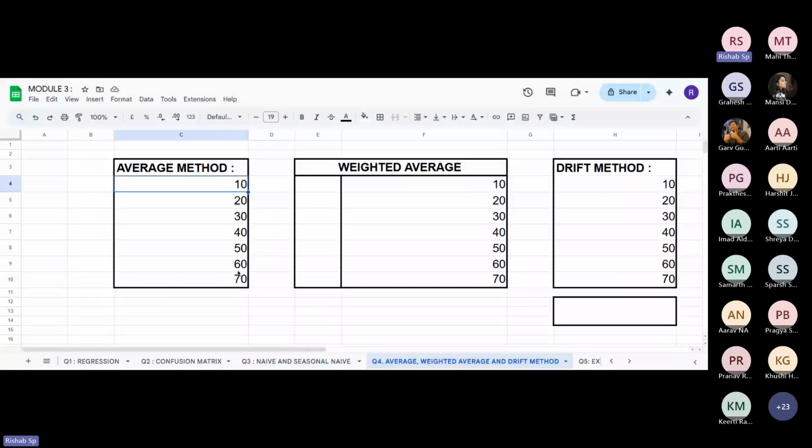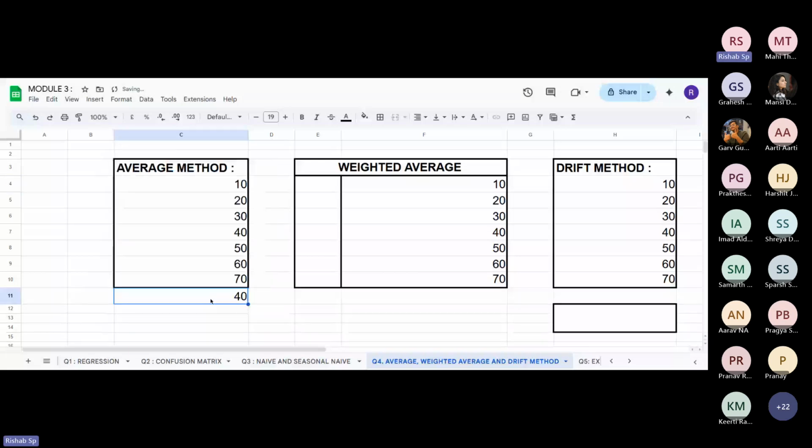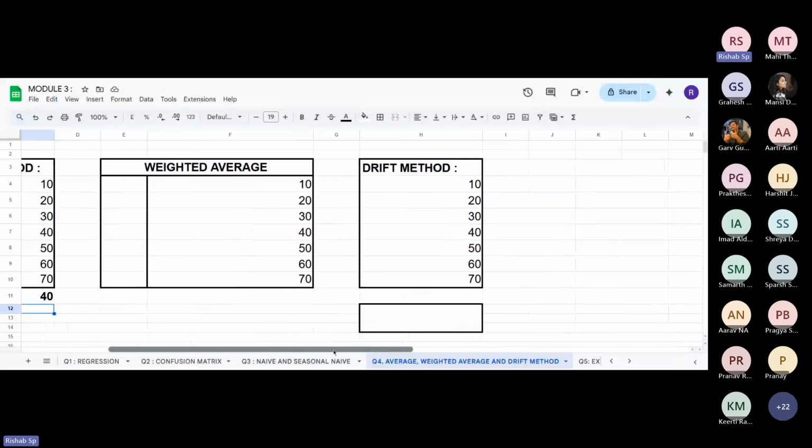So here we have the average method. So what is this? It is equal to, we first sum all these numbers, 10 plus 20 plus 30 plus 40 plus 50 plus 60 plus 70, divided by the number of observations, 1, 2, 3, 4, 5, 6, 7. So this is the value. Using the average method, we just find the average value of the data.